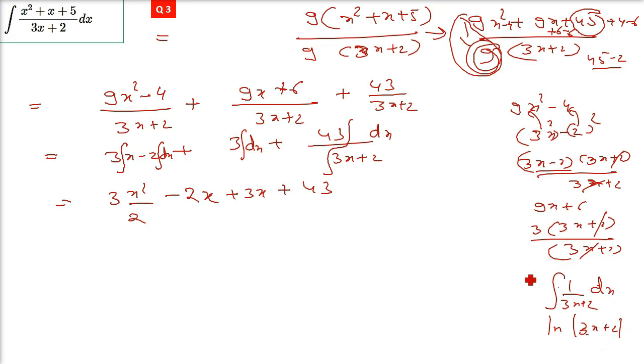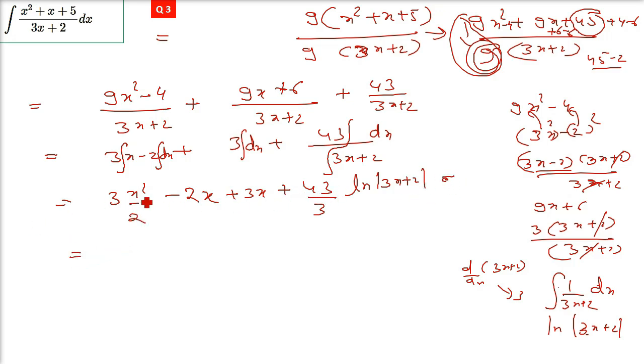3x plus 2, you have to differentiate it. What is differentiation of 3x plus 2? It's going to be 3. Differentiation d by dx is 3, and that has to be kept in the denominator, 43 by 3. So now you have this ln modulus of 3x plus 2 with a constant of integration.